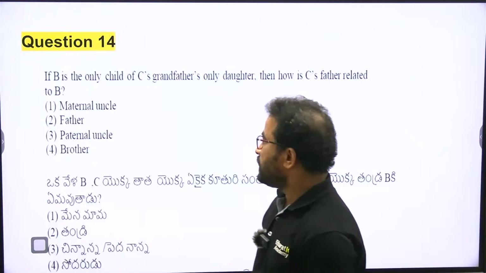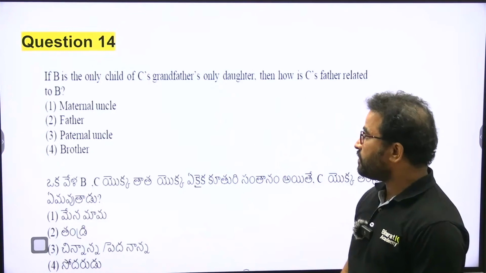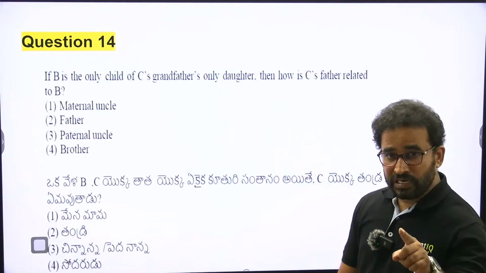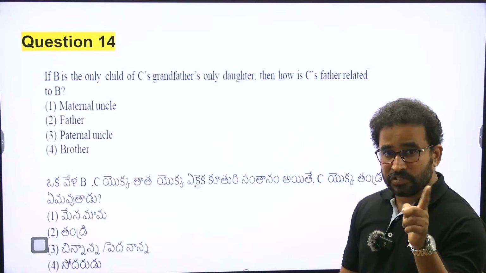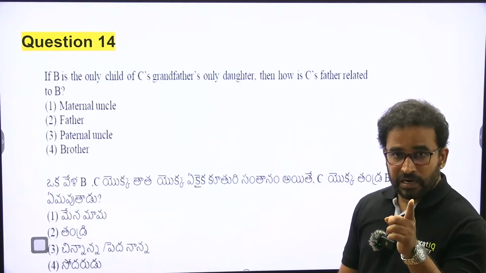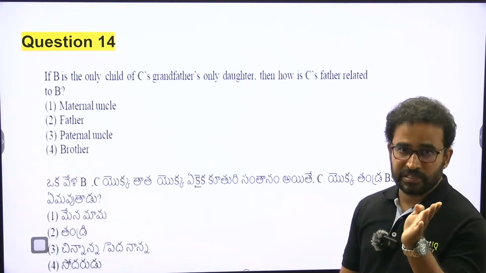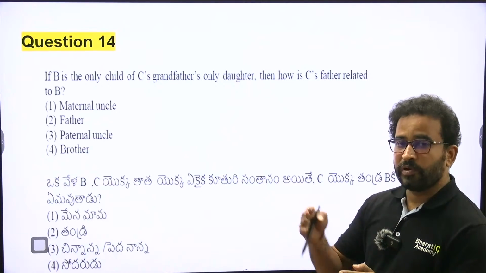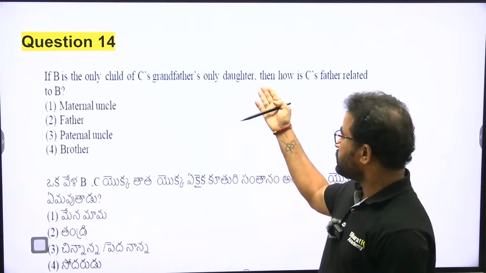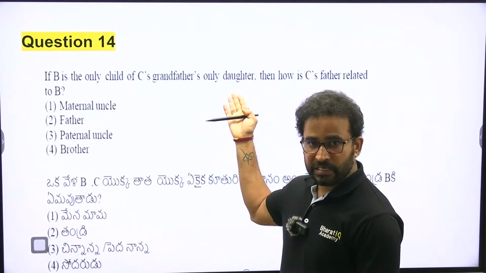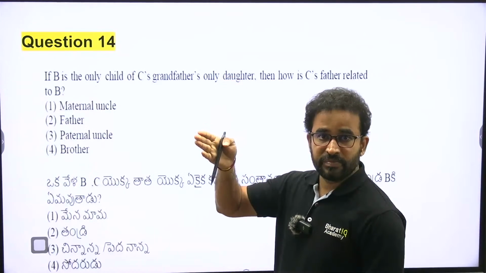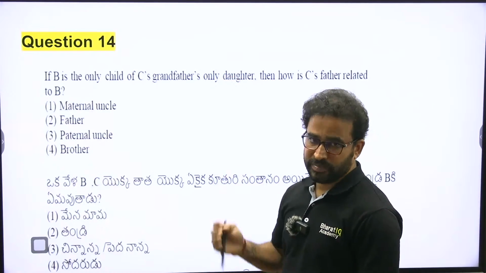B is the only child of C's grandfather's only daughter. Only daughter does not mean a single-child mother. It means some other children also exist, and those belong to the opposite gender. Daughter means female gender, and the other persons are considered male gender. I will discuss all those things in blood relations.